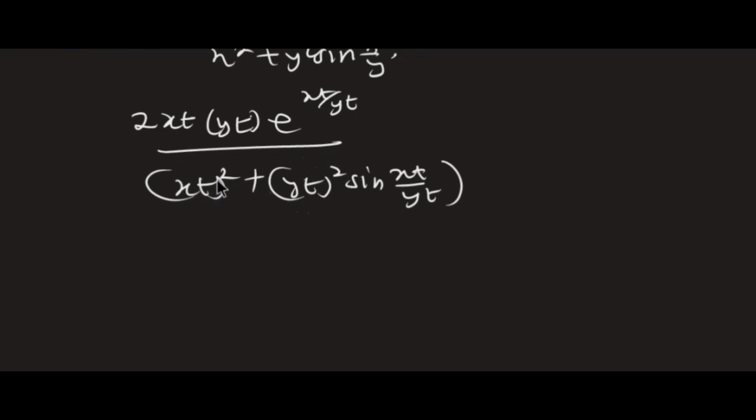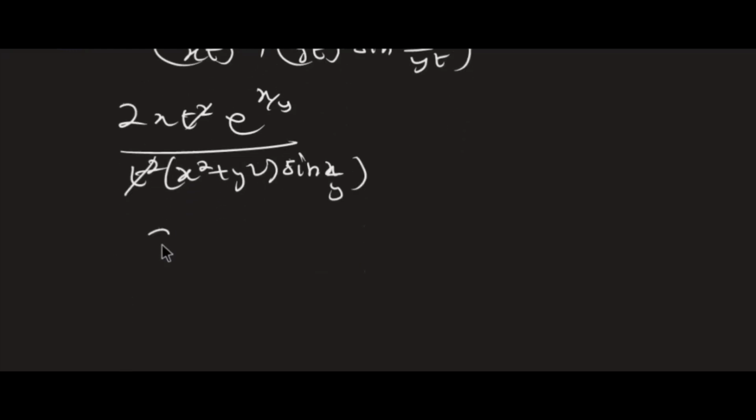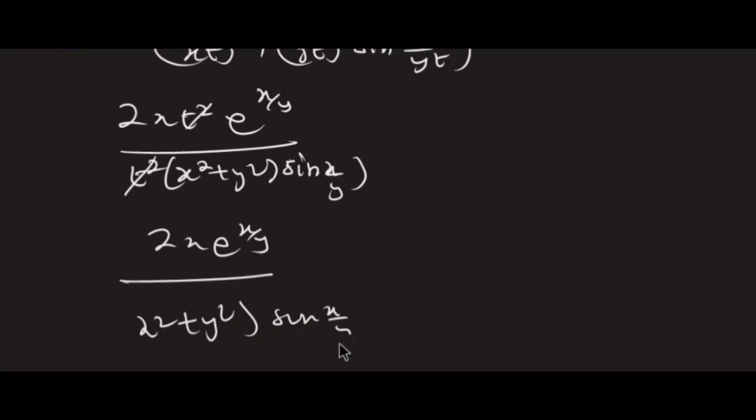So at this point, you realize that in this place you get 2xt squared e to the power, this t and t will go away, so x and y over the same thing here. I'll get t squared times x squared plus y squared. I'll factorize this t squared, and t squared out, then this t will also cancel out and I'll get sine of x over y. At this point, this t squared can cancel this t squared and I'll get my 2x e to the power x over y, all over x squared plus y squared sine x on y, and hence my equation is homogeneous.